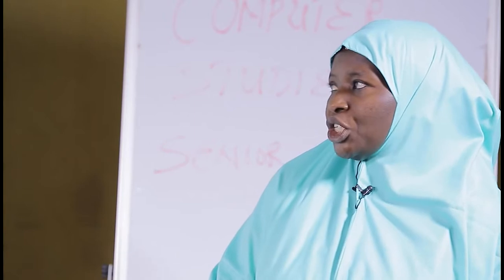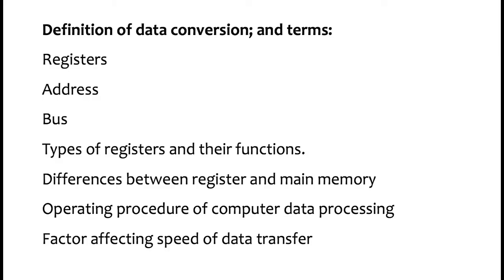Computer data conversion. We have some outline on this topic. We have the register, we have an address, and we have a bus. We have types of registers and their functions, the differences between a register and the main memory, the operating procedure of computer data processing, and finally, the factors affecting the speed of data transfer.